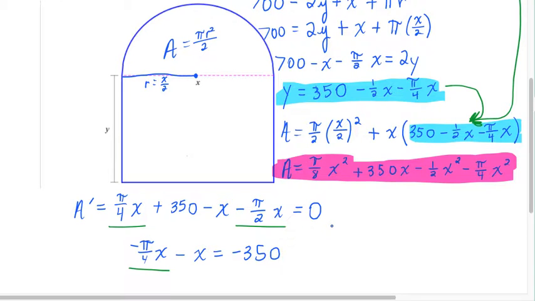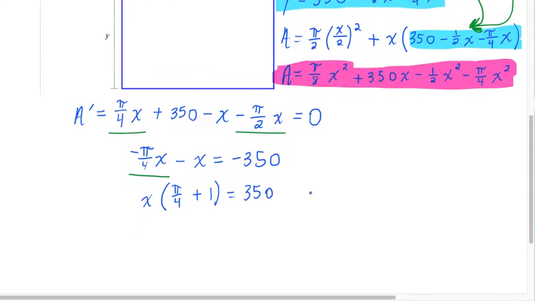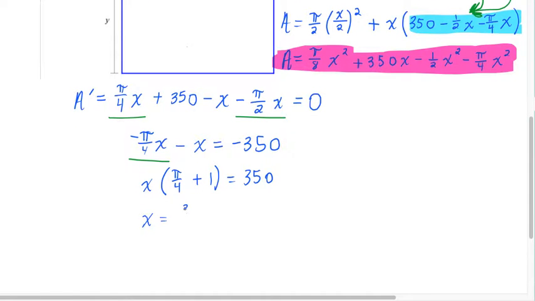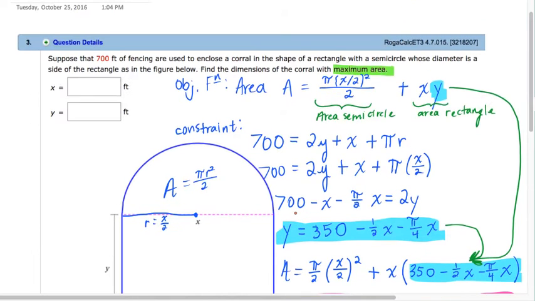I put the wrong thing on the wrong side. Now everything's negative, so let's multiply both sides by negative 1. Everything becomes positive. And let's factor out an x. That's how you get x by itself. So if we factor out the x, we're left with positive pi over 4 plus 1. So we're almost done. So x is 350 over pi over 4 plus 1. And that is a critical value. It's probably going to be where area is maximized. Was that right? Yeah. Okay, we got everything in terms of x.